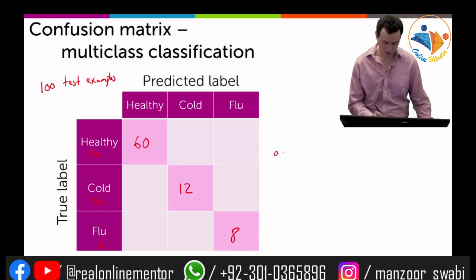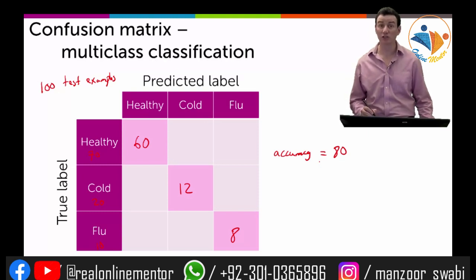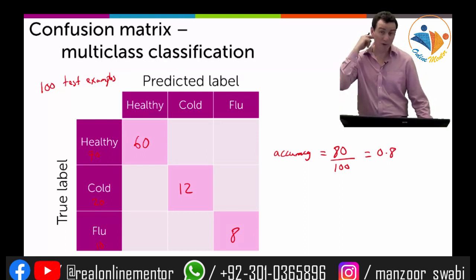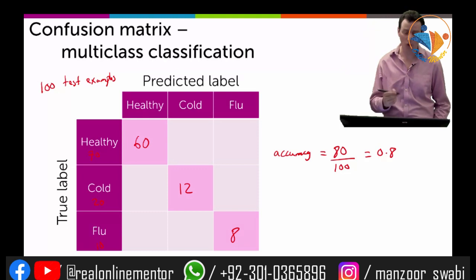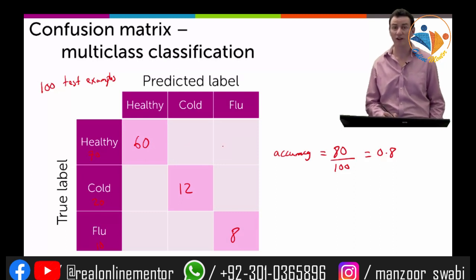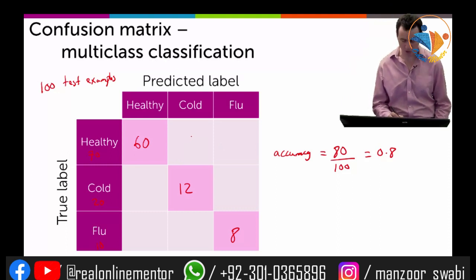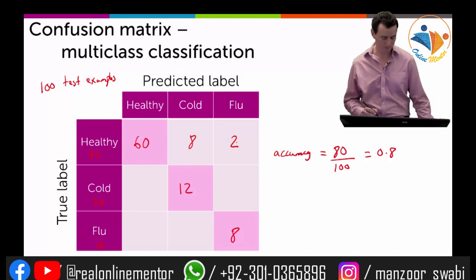In total, our accuracy here was 80, which is 60 plus 12 plus 8 divided by 100. So that's 0.8, 80% accuracy. But we can talk about the false predictions. From healthy, there were 10 mistakes. And we can say it's more common to confuse healthy with having a cold than it is with having the flu, because the flu is a more complex disease. So we might have those 10 mistakes, 8 were confused with cold and 2 were confused with flu.